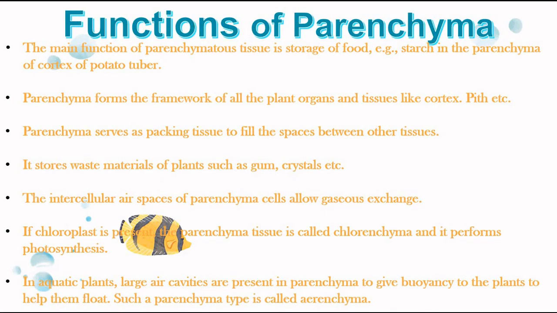And then in aquatic plants, large air cavities are present in parenchyma to give buoyancy to the plants to help them float. Buoyancy is nothing but air cavities so that the plant stays on water and does not sink. If it goes inside the water and doesn't float, it can't get enough oxygen. Such a parenchyma type is called aerenchyma. So with chloroplast, parenchyma is known as chlorenchyma. With air cavities, it is known as aerenchyma.